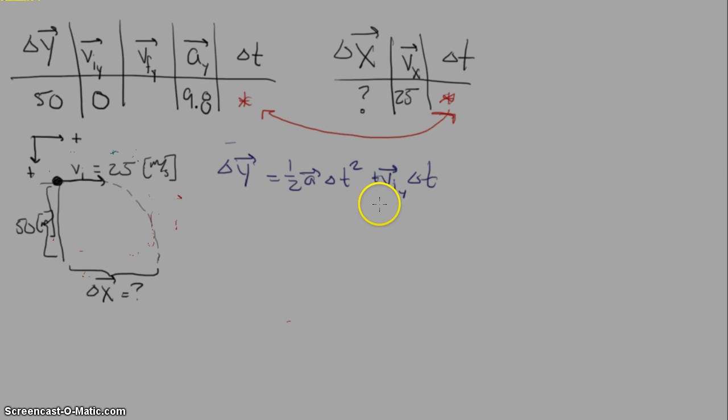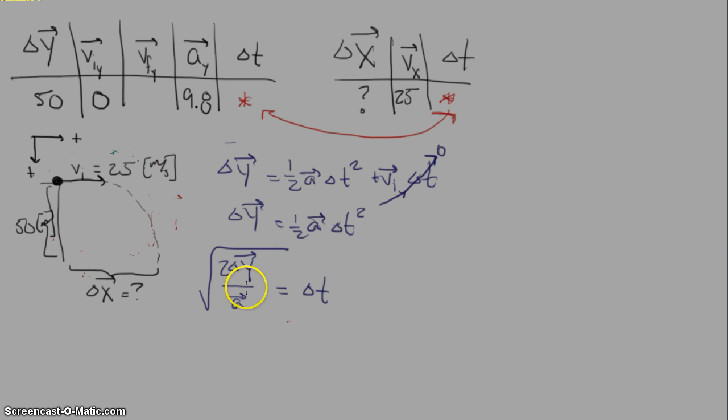Now the vi in the y direction is 0, so this entire chunk goes away, and I have delta y equals 1/2 a t squared. I want to get time by itself. First thing is I want to get rid of this 1/2 a, so I'm going to multiply by 2. I'm going to divide by a. That leaves me with t squared, but what I want is t, so I'm going to square root that.